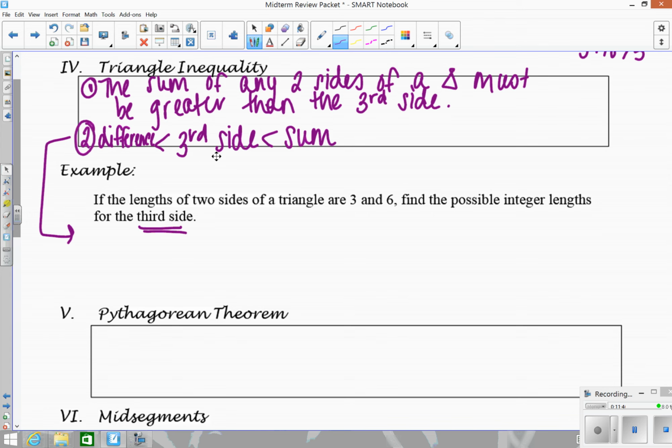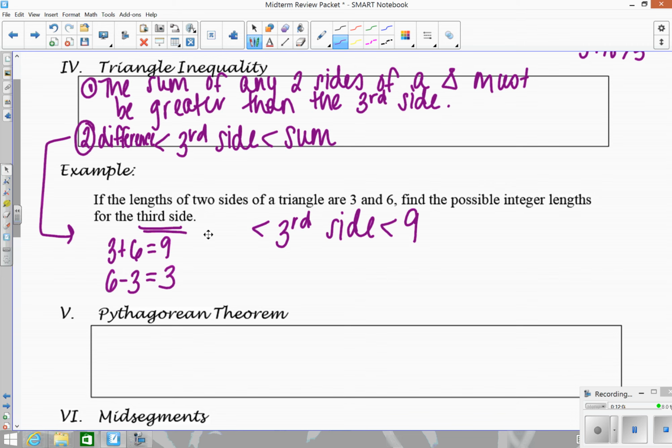So what you do is you take the two numbers they give you. They give you 3 and 6, so you add them. We get 9, and you subtract them, and you have to do big minus small so that you don't get negative numbers. And the third side has to be between the sum and the difference. So it has to be less than the sum, so less than 9, but it has to be greater than the difference, which is 3. So this would be the inequality version. The third side has to be greater than 3 but less than 9.